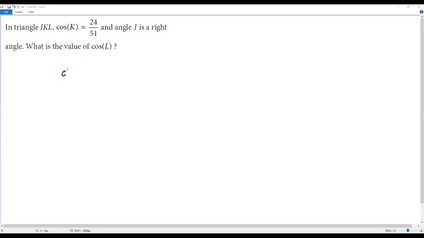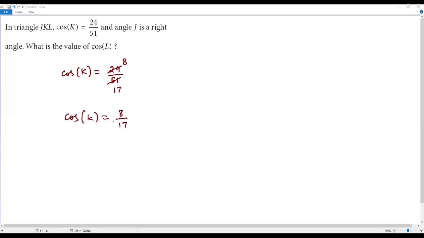Okay, so we have the value for cosine K, that is 24 over 51, and the fraction can be simplified further, because there is a greatest common divisor for the numerator and denominator, that is 3. So 24 is evenly divisible by 3 and 51 is also evenly divisible by 3. So 3 goes into 24 8 times and 3 goes into 51 17 times. So then we get the value of cosine K equals 8 over 17.